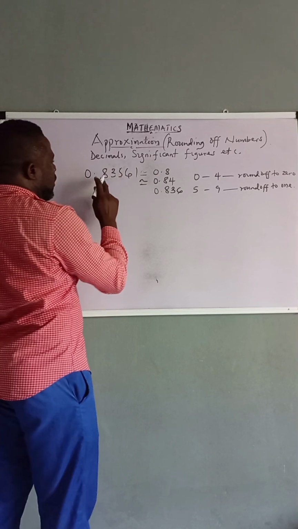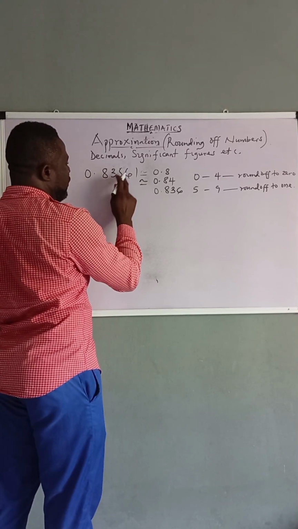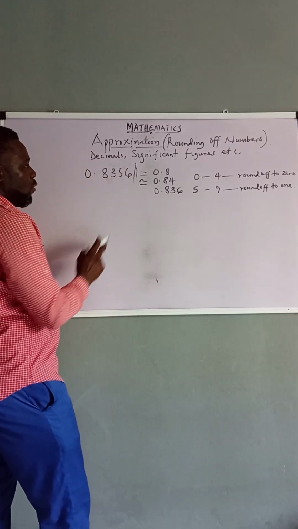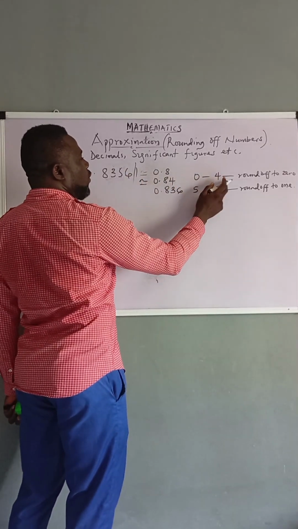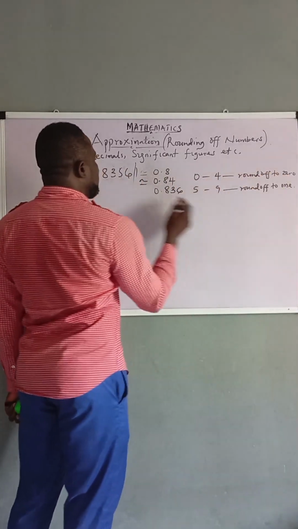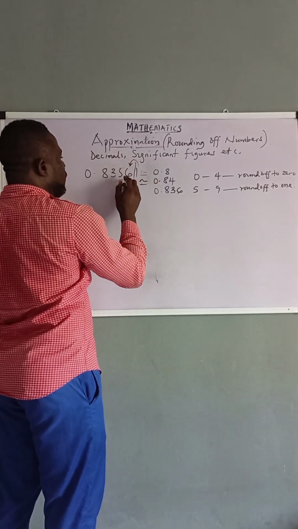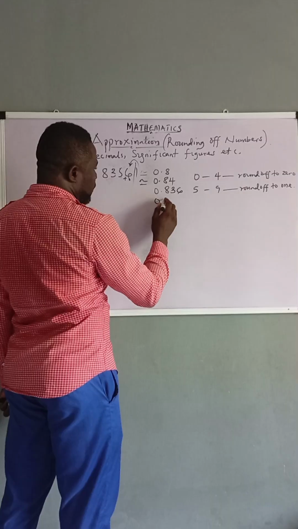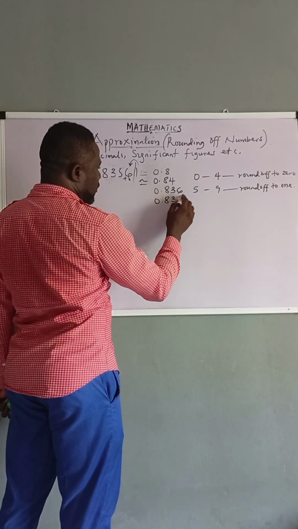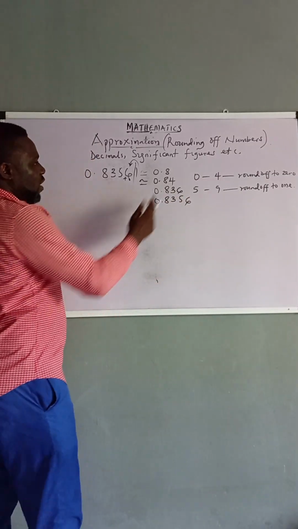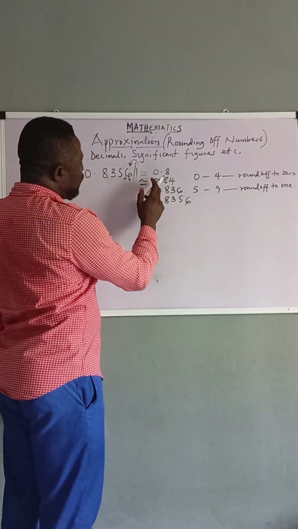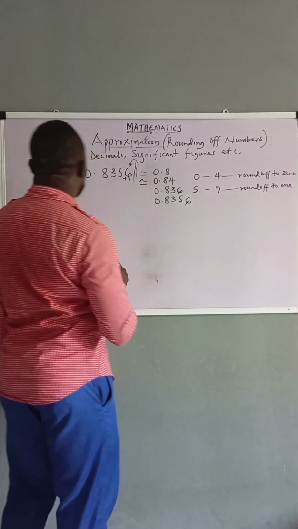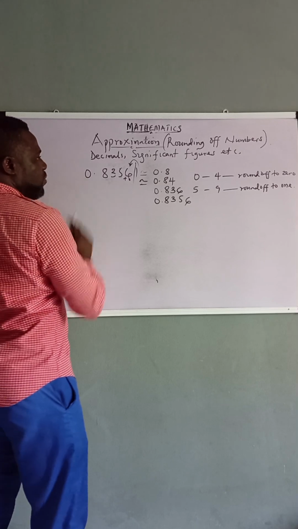For 4 decimal places, we count 1, 2, 3, 4. The last digit is 1. And when you look at 1, it's between 0 to 4, and it's a number we round off to 0. When I round it off to 0, we are adding 0 because 0 is nothing, giving us back 0.8356. So these are 1 decimal place, 2 decimal places, 3 decimal places, and 4 decimal places. So that's for decimal places.